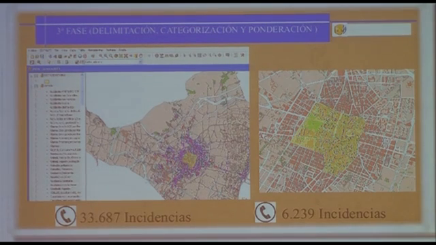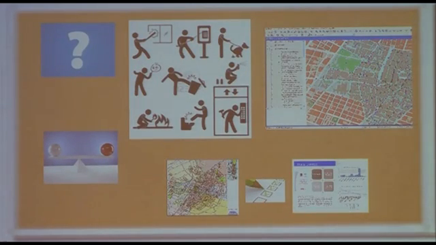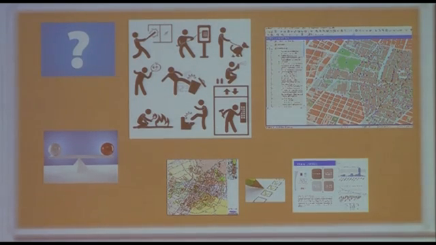Third stage. We delimit the incidences. In the first case, 33,000. In the second, 6,200. We should know which type of incidents we have to take up as unsafety perception. Why do the citizens have a perception of unsafety? Well, we saw alarms, fights, street drinking, and after that we have to weight them, because it's not the same thing having an abandoned vehicle as mendicity. And then we were conducting a study.